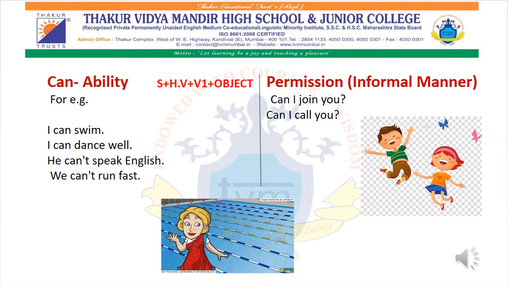Now, this modal auxiliary verb can be used, or it acts like, if you want to tell a particular person about his ability or his capacity or a permission. So the modal auxiliary verb can is used to show the ability of a person, it can show the capacity of the person or the permission. So with examples we will understand.